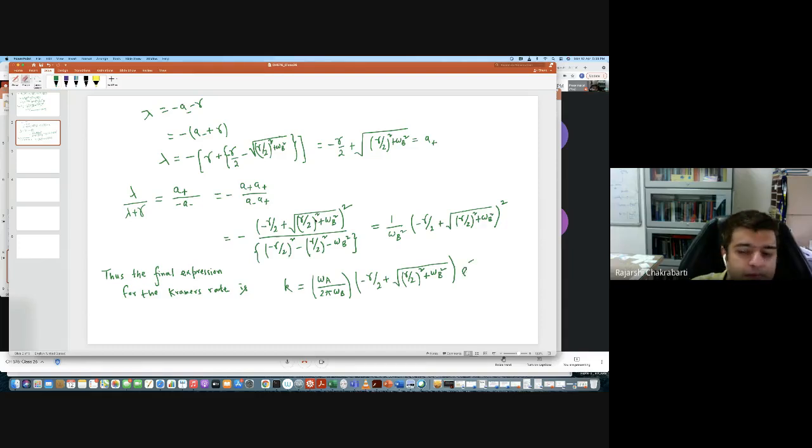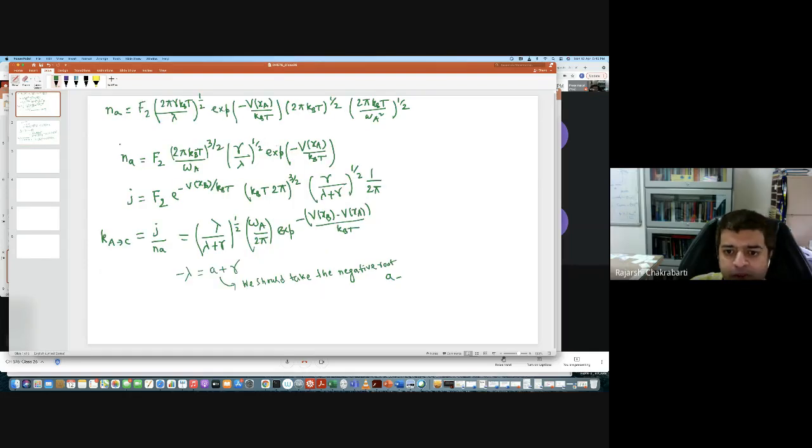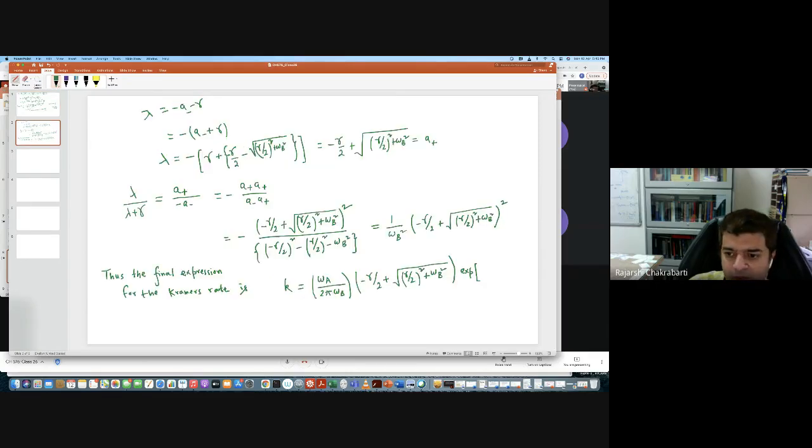What is the exponential factor? Go back, V(x_B) minus V(x_A), and let us write it as E. And what is this? This is nothing but activation energy, no? You remember the diagram? I'll show you later. So this will give you the result. Okay. Are you convinced, all of you?